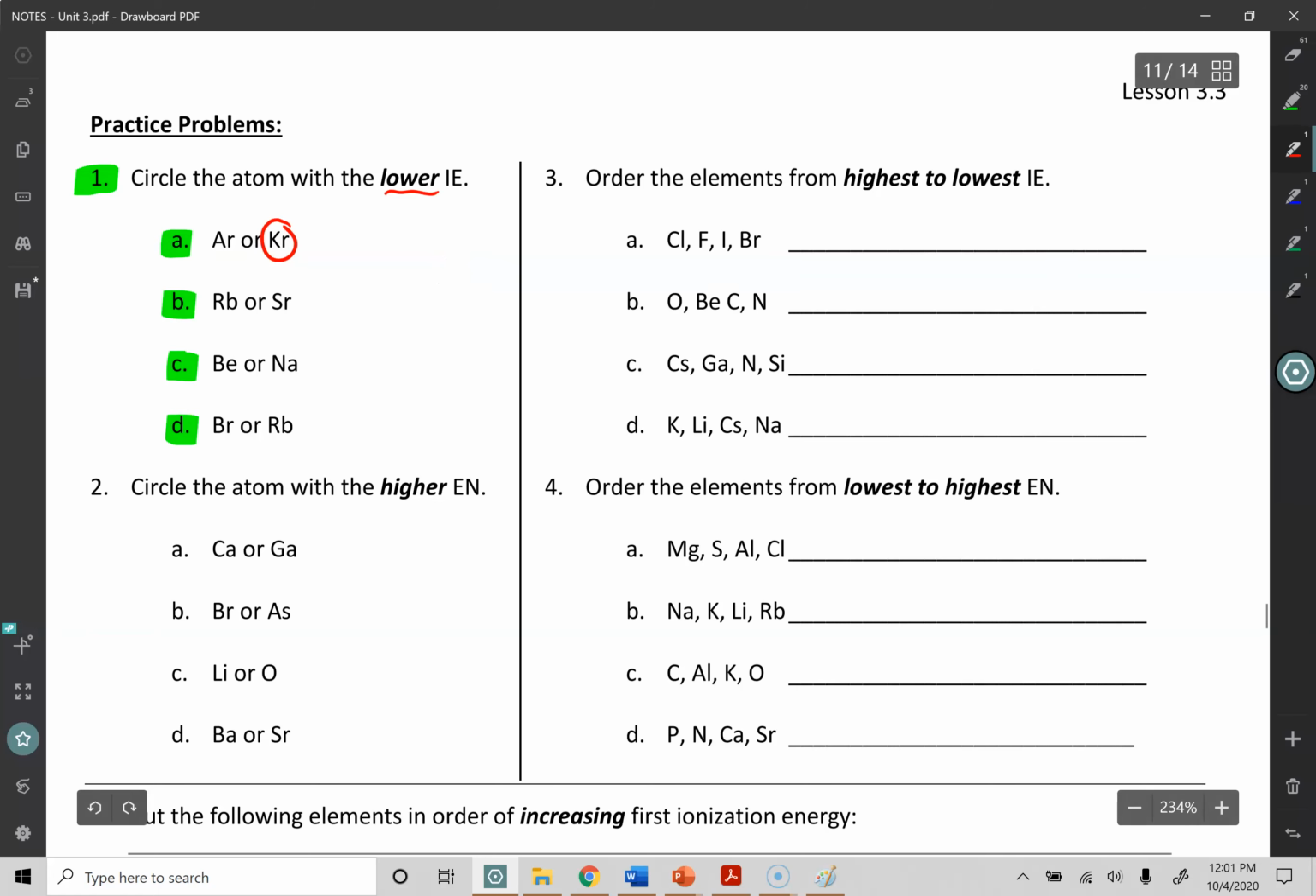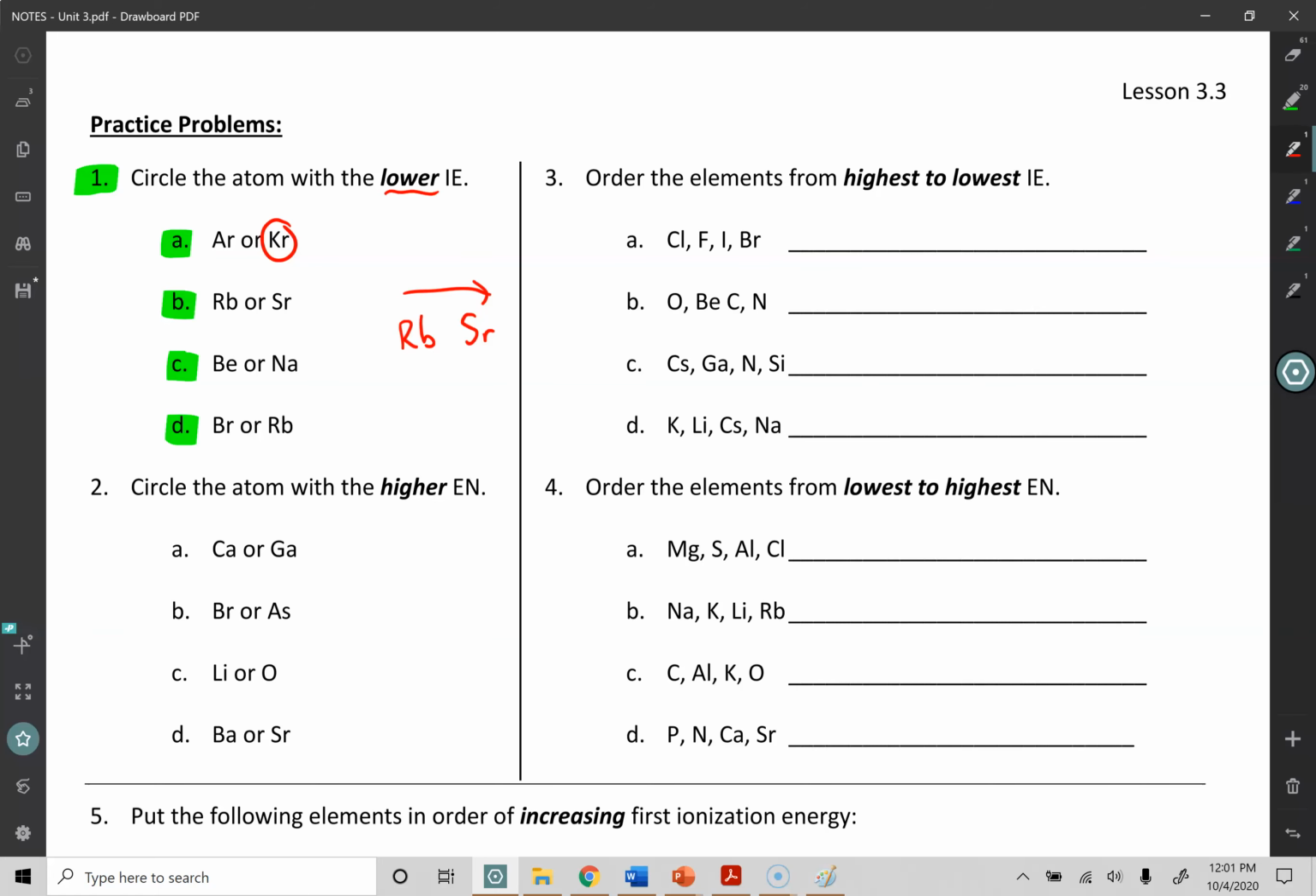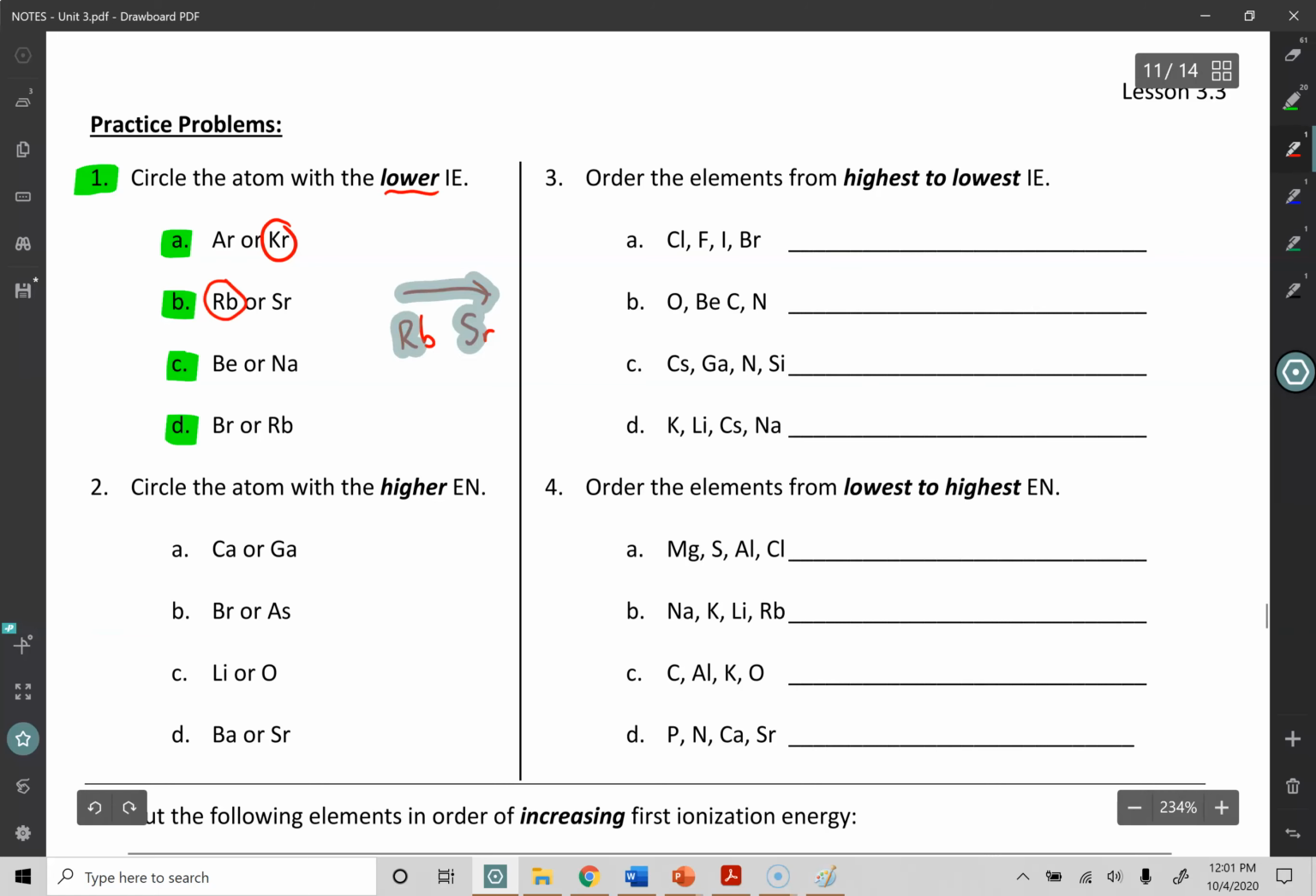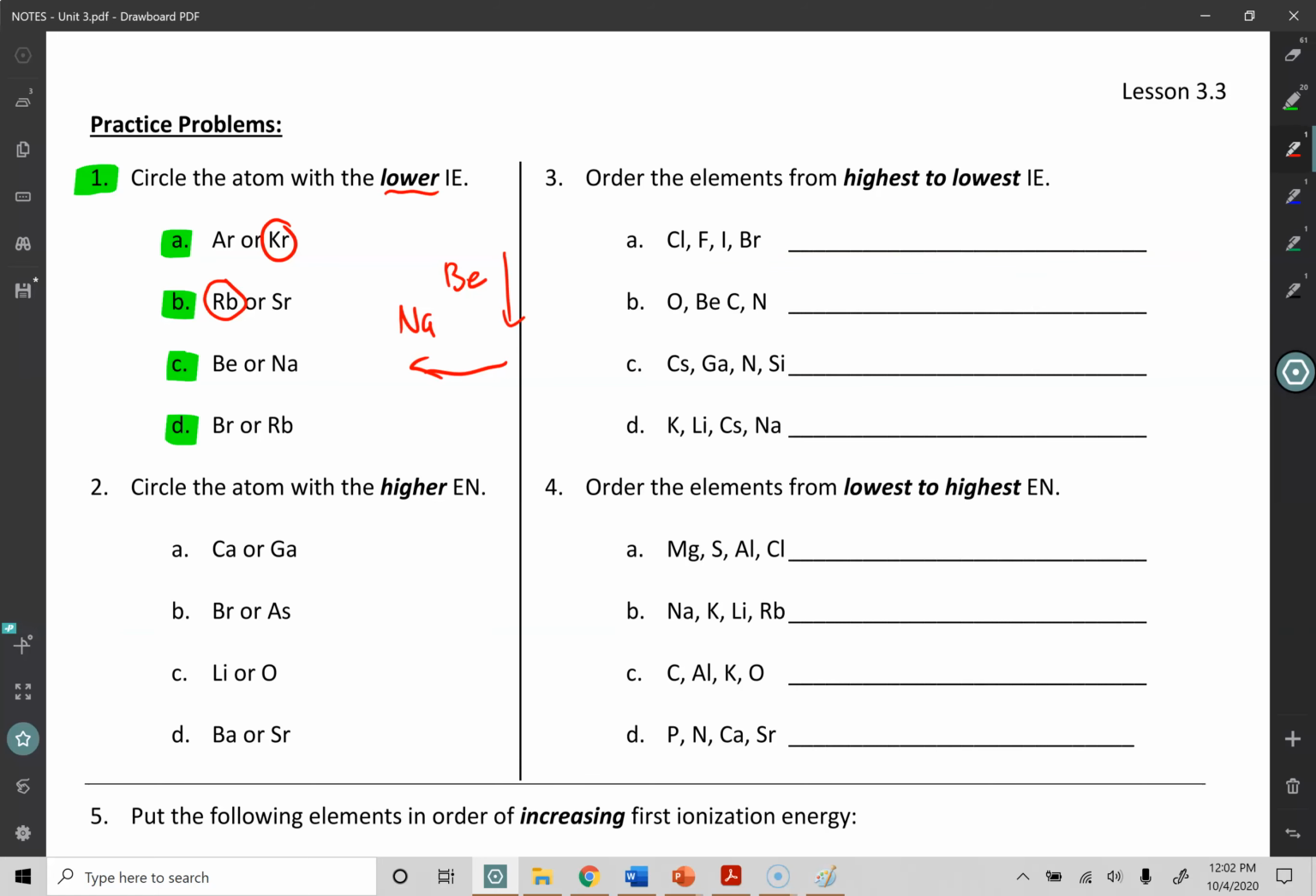If we take a look at rubidium and strontium, they are right next to each other. Rubidium comes first, then strontium. As we make our way from left to right across the periodic table, we see increases in first ionization energy. Therefore, rubidium must have the lower of the two ionization energies. We've got beryllium, and it's kind of like kitty corner from sodium. We know as we go down a group, ionization energy is lower, and as we go from right to left, ionization energy is lower. So sodium's both below and to the left of beryllium. It's got to have the lower ionization energy.